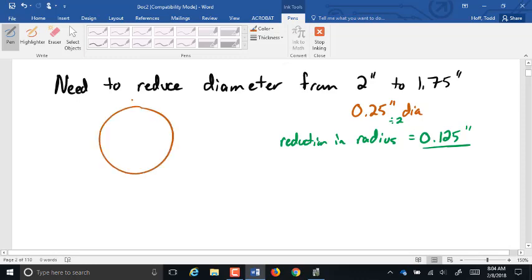Why do we use reduction in radius? Well, if we're looking at this material, every time we make a pass, let's say that's the material we remove per pass. Notice we've reduced the diameter twice, on both ends. So it's easier for us to consider a reduction in radius, so we don't have to double it.